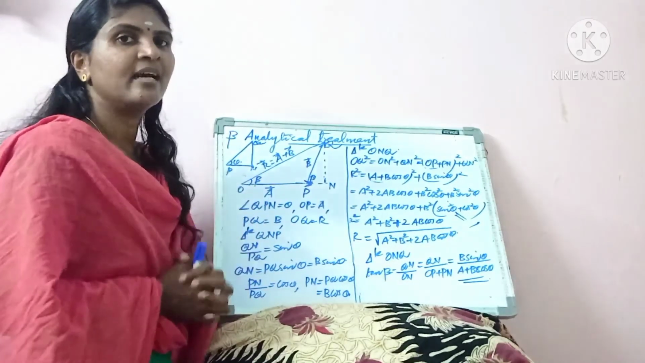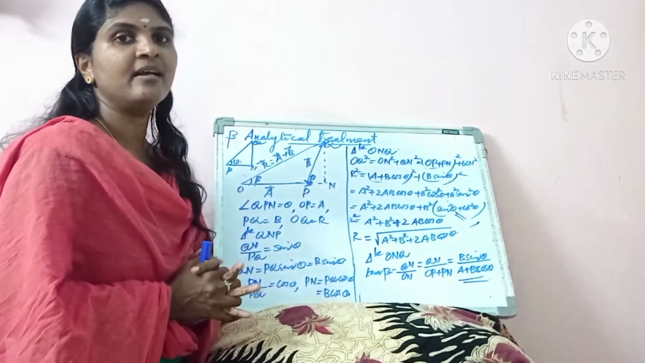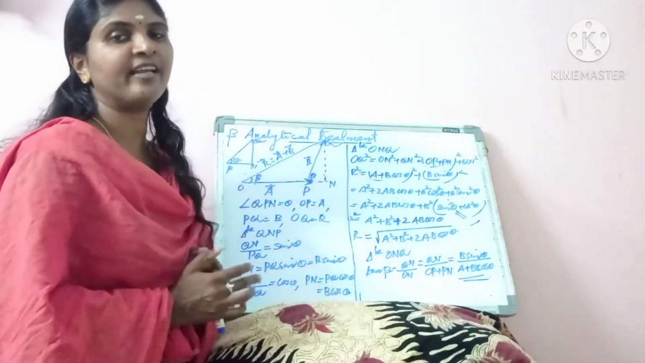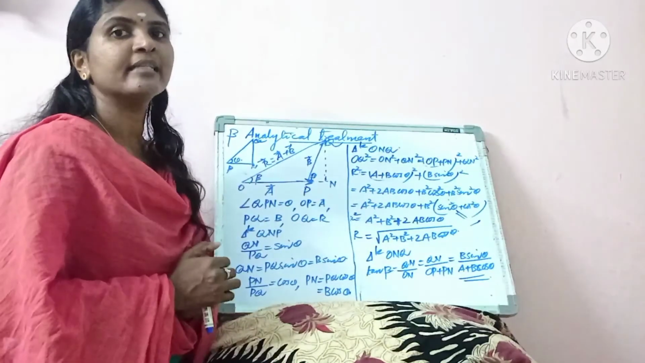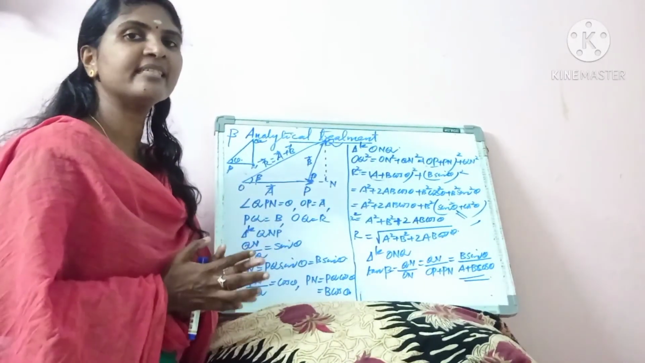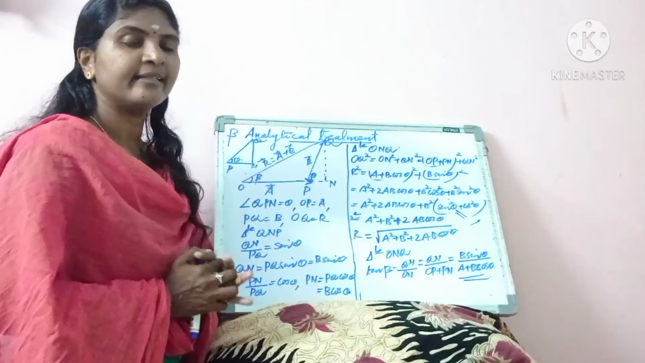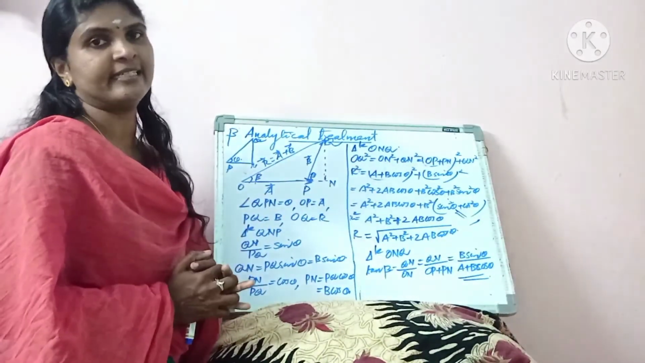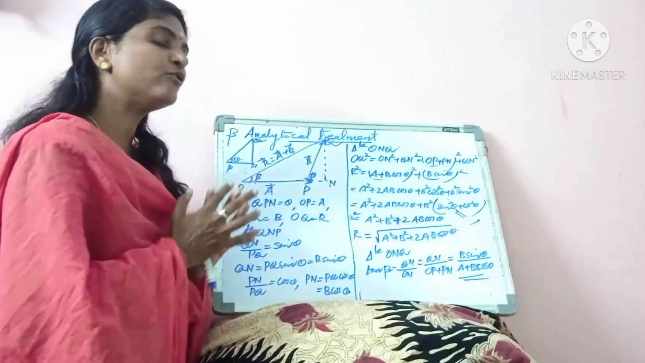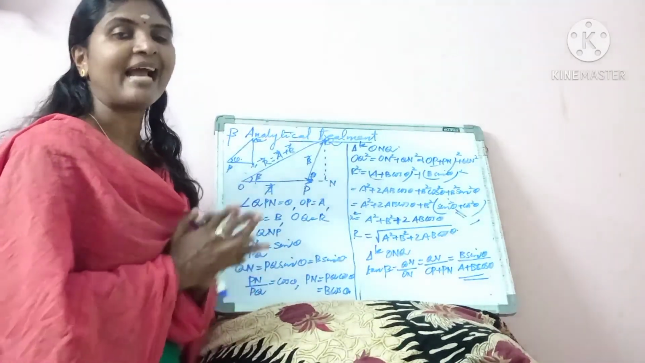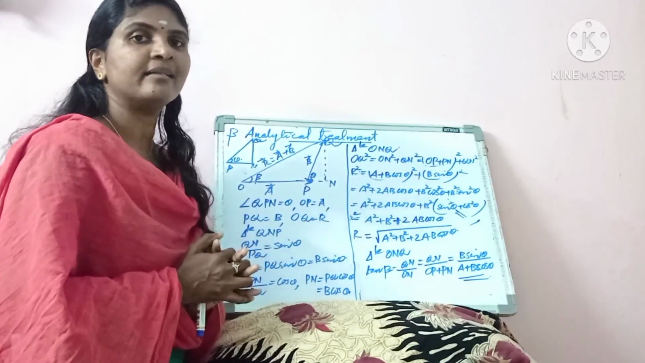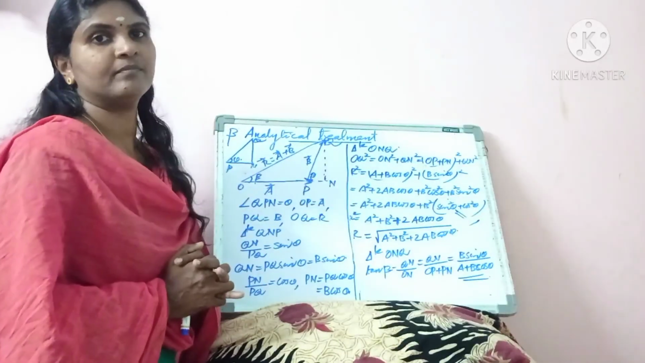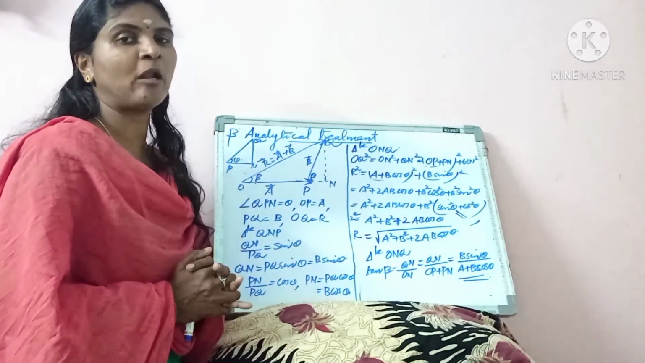In today's class, first we have learned the addition of vectors. When two vectors are acting in the same direction, we add the magnitudes of the two vectors. If the two vectors are acting in opposite directions, we add them by taking the difference of the magnitudes of the two vectors. And if the two vectors are inclined at some angle, we can add them either by using the triangle law of vector addition or by using the parallelogram law of vector addition.